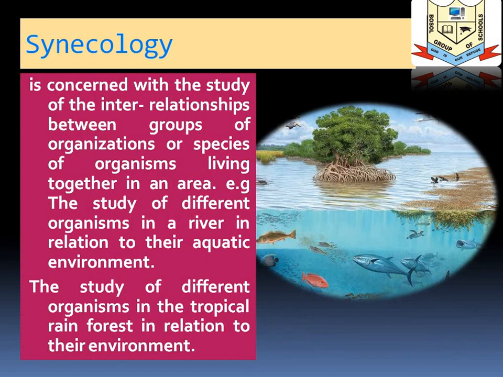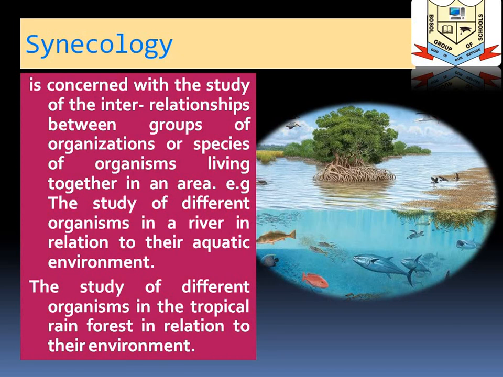Having said that, let's look at the second branch of ecology, which is synecology. Synecology is concerned with the study of the interrelationships between groups of organisms or species of organisms living together in an area. For instance, the study of different organisms in a river in relation to their aquatic environment. The study of the behavior of students in a particular school and their immediate environment compared to another school in a different environment. Take for instance, a particular school on the Lagos mainland and a particular group of students on the island.